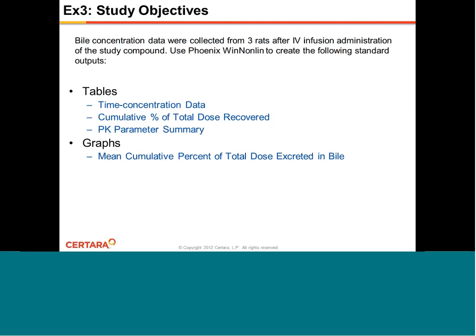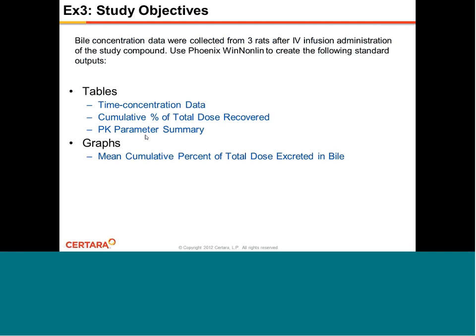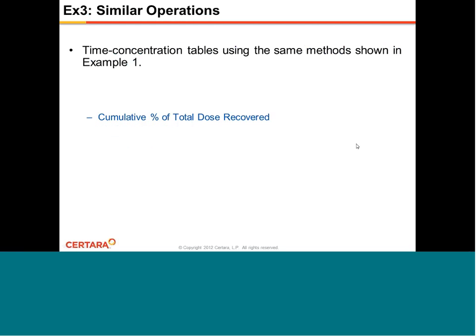And this is a brief example of a workflow template, and the study background is that bile concentration data were collected from 3 rats after IV infusion administration of the study compound. Then we'll create the following standard outputs: time concentration data sheet, the cumulative % of total dose recovered, PK parameter summary table, and then a mean cumulative % of total dose excreted in bile.